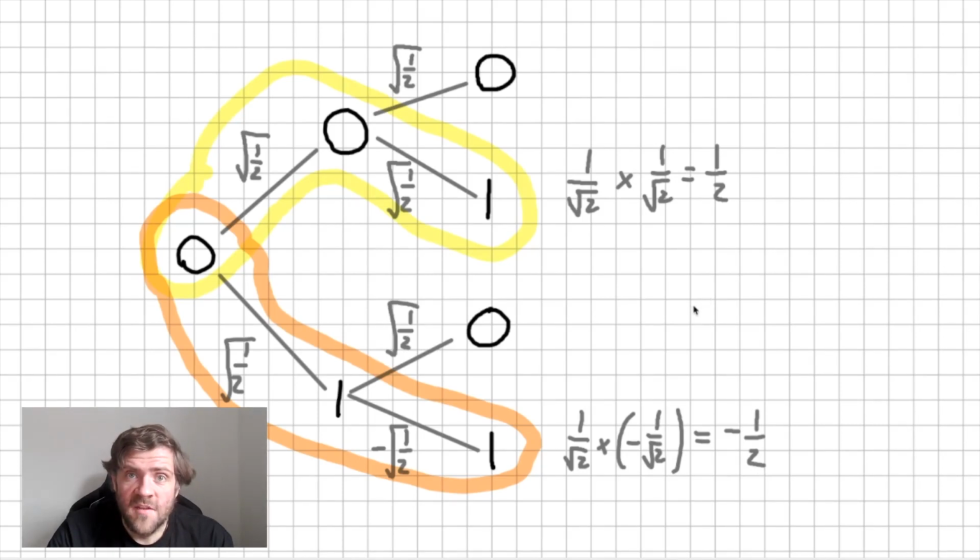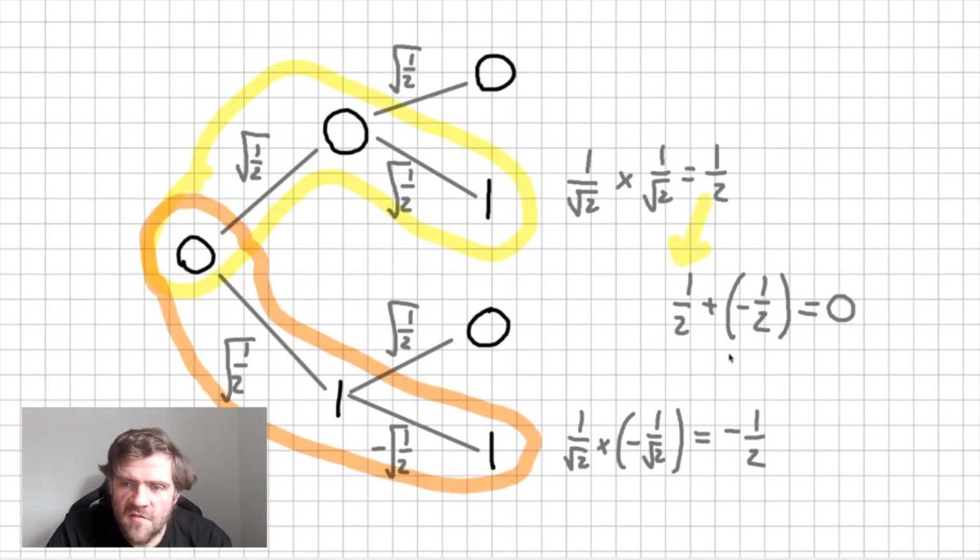Now, if we want to get the amplitude for the process of just getting an output of 1, no matter what happens in the middle, we add up those amplitudes. So in this case, half plus minus half is half minus half, of course, and equal to 0. Where, just to be clear, this half is from there, and the minus half is from there. So the entire amplitude of this process is 0. If we square that amplitude to get a probability, the probability is 0.